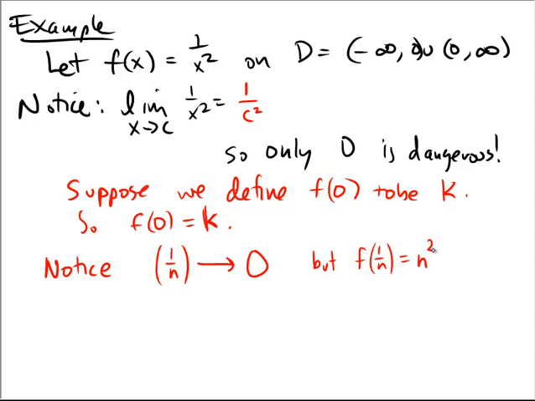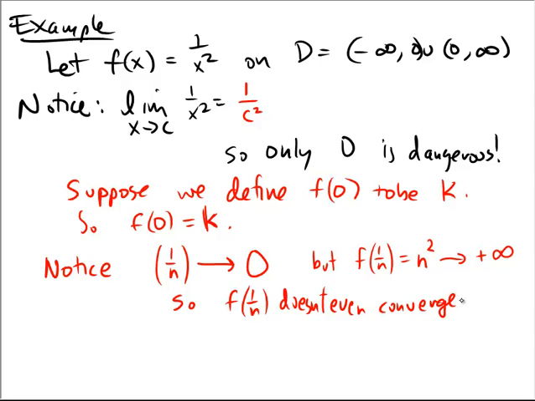And what's true about the n squared sequence? It would be 1, 4, 9, 16, 25. In other words, it would go towards infinity. So that means f of 1 over n doesn't even converge. It actually diverges to positive infinity.